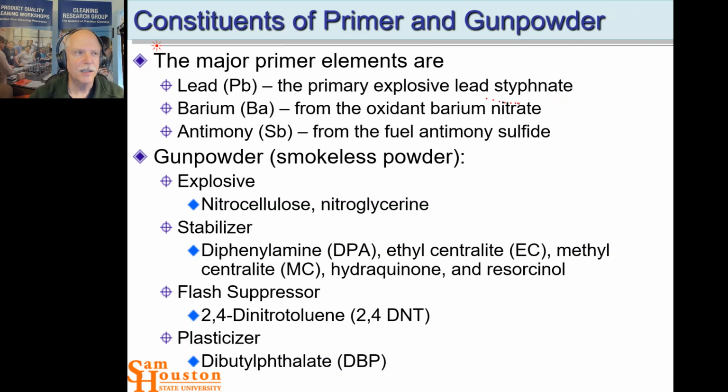This releases the oxygen from the barium nitrate, and then that oxygen can go to antimony, which is in a reduced form, antimony sulfide. So the nitrate, the oxygen will burn the antimony and create powdered residues that are lead oxide, barium oxide, and antimony oxide. And so these are the three elements that you would look for to ID gunshot residue.